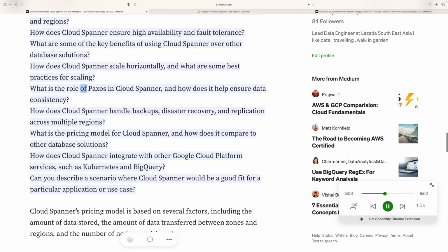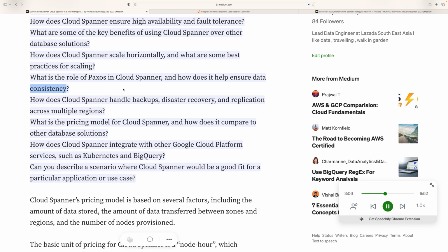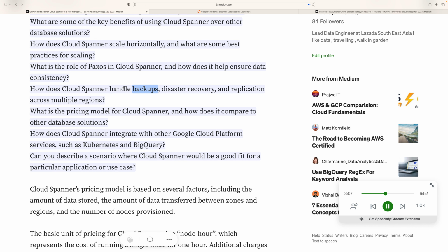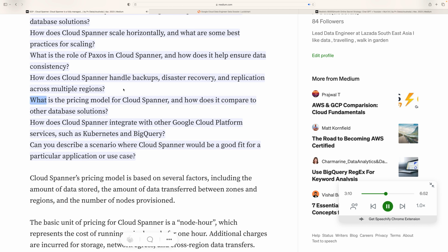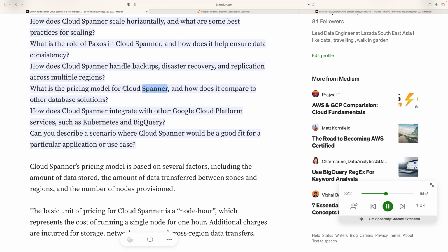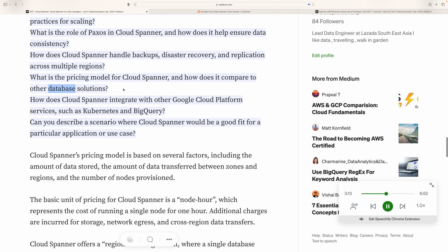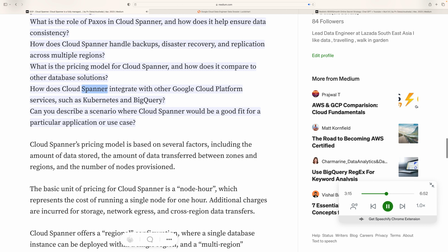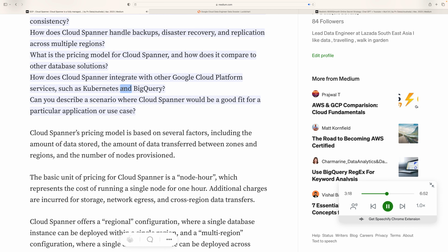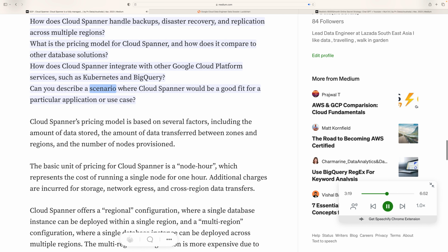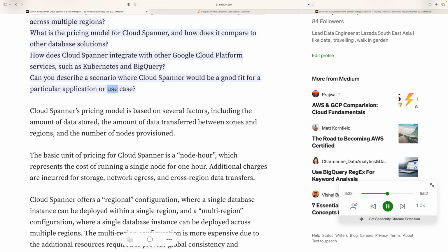What is the role of Paxos in Cloud Spanner, and how does it help ensure data consistency? How does Cloud Spanner handle backups, disaster recovery, and replication across multiple regions? What is the pricing model for Cloud Spanner, and how does it compare to other database solutions? How does Cloud Spanner integrate with other Google Cloud Platform services, such as Kubernetes and BigQuery? Can you describe a scenario where Cloud Spanner would be a good fit for a particular application or use case?